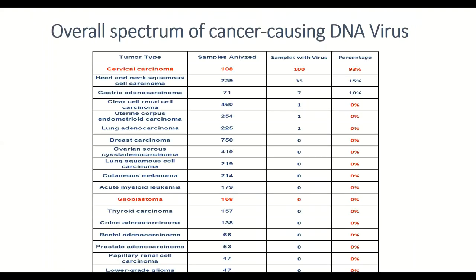And this is just the last table, because we performed the analysis across multiple tumor types. And it shows here for cervical cancer, based on our analysis, it's 93%. But it might be a little underestimation. And head and neck, it's about 15%. And gastric also is 10%. But for the others, say the renal sample, it has nothing to do with the virus, okay?